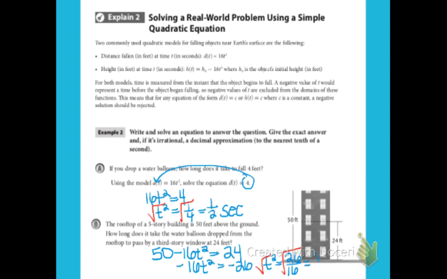The square root of 26 over 4, which might be more informative if we had that rounded, say, to the nearest decimal. And putting that in my calculator, I can see that's about 1.3 seconds. So it would take the water balloon about 1.3 seconds to get from the top of the building down to where it's 24 feet above the ground.